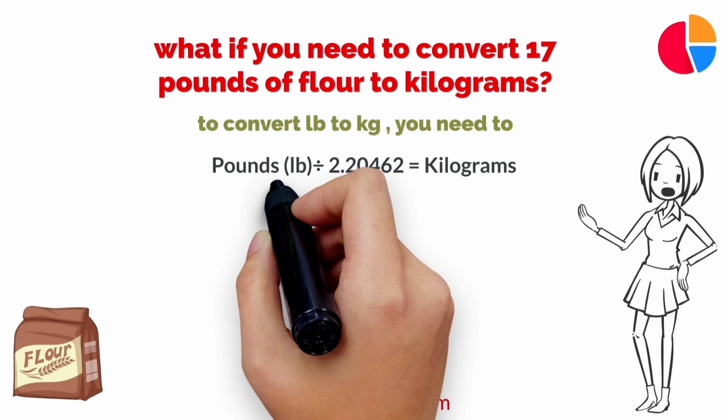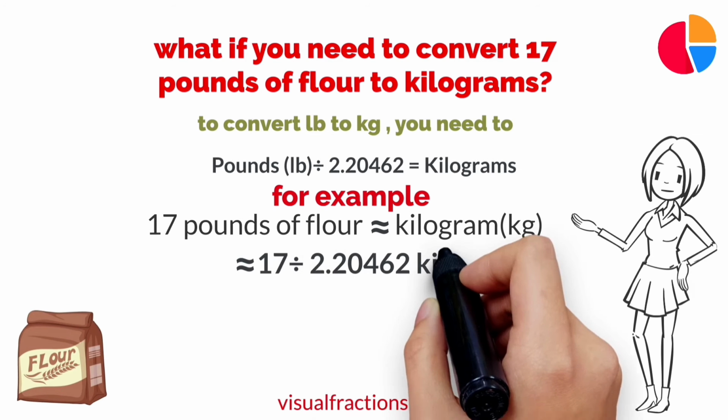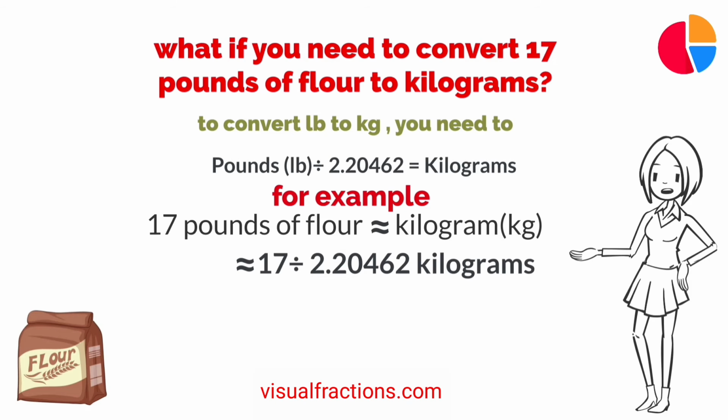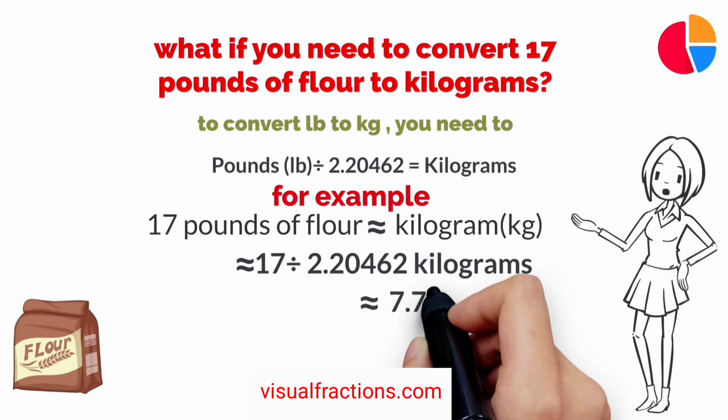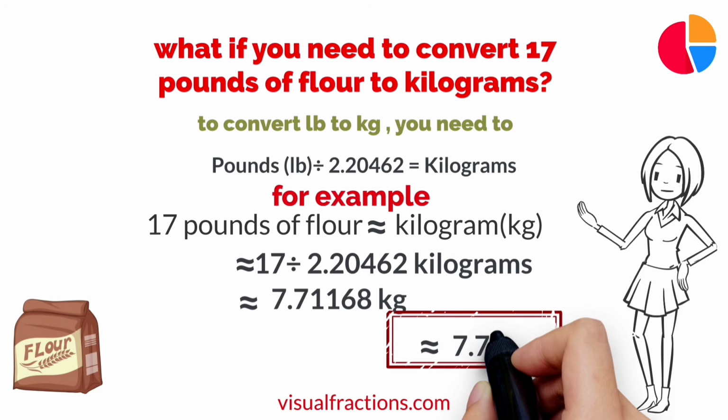Let's walk through an example of how to convert 17 pounds of flour to kilograms. We start by dividing 17 by 2.20462. This gives us approximately 7.71168 kilograms. But wait, we should round this number to the nearest hundredth, so our final answer is approximately 7.71 kilograms.